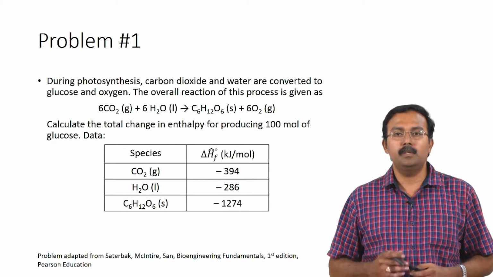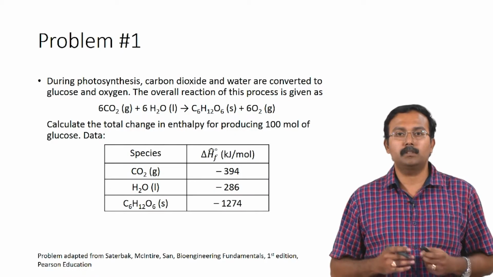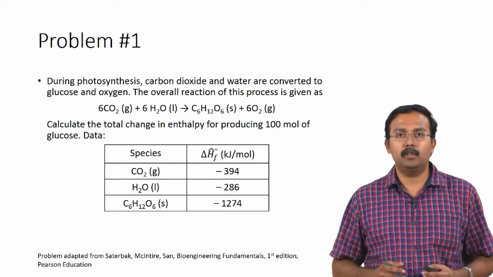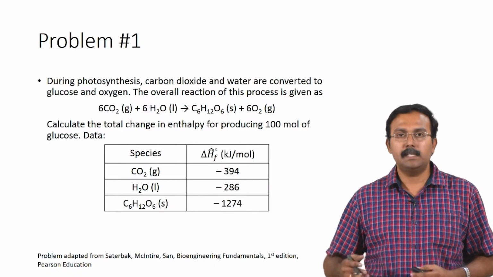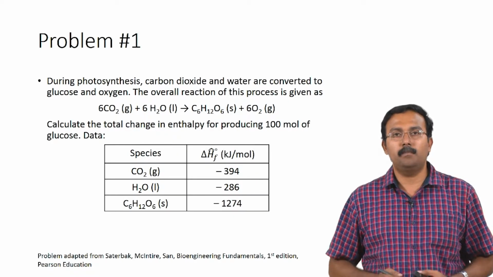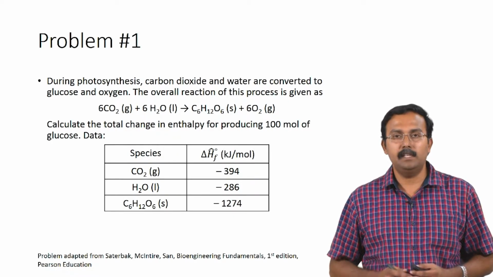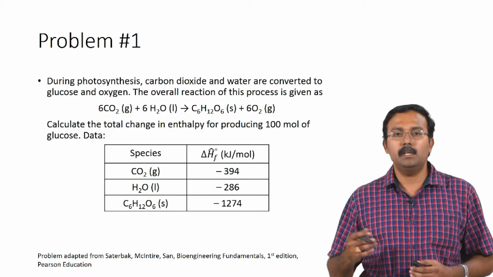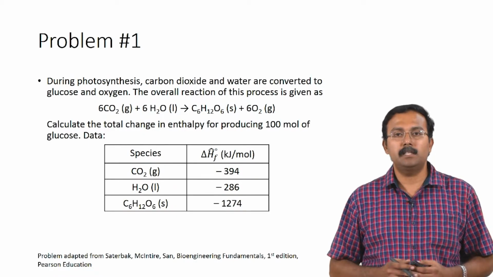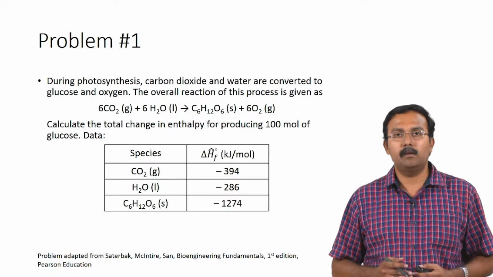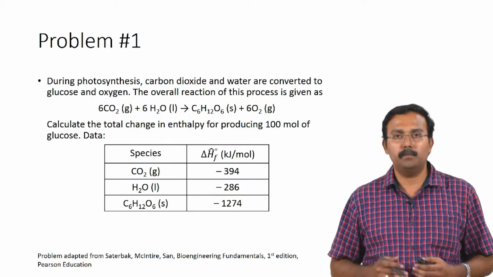The data given to you is the heat of formation for carbon dioxide, water and glucose. So, you have not been given a heat of formation for oxygen because that would be 0. Oxygen gas is the elemental component present in its native state, which would mean the heat of formation for this particular component would be 0. So, we have these heats of formation and we have to calculate the total change in enthalpy for producing 100 moles of glucose. This information can be obtained once we know the heat of reaction. The heat of reaction can be calculated using the heats of formation that have been provided to us.